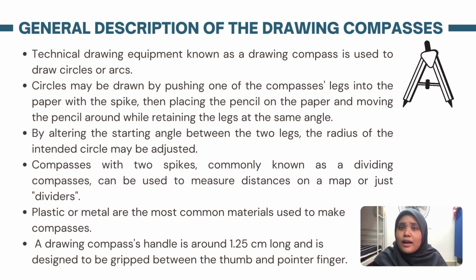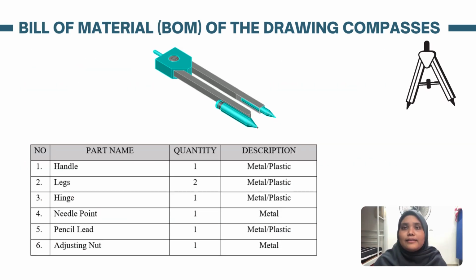finger. There are many types of compasses, such as beam compass, scribe compass, loose leg divider, and proportional compass. Next, I will tell you about the bill of material of the drawing compasses.